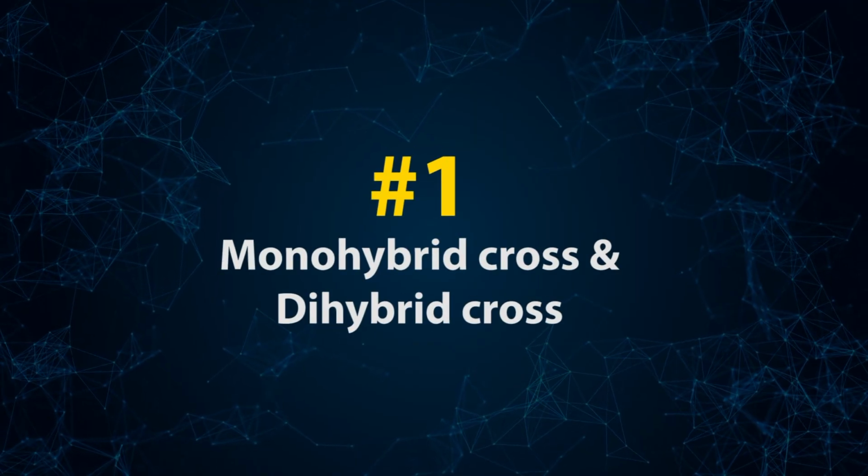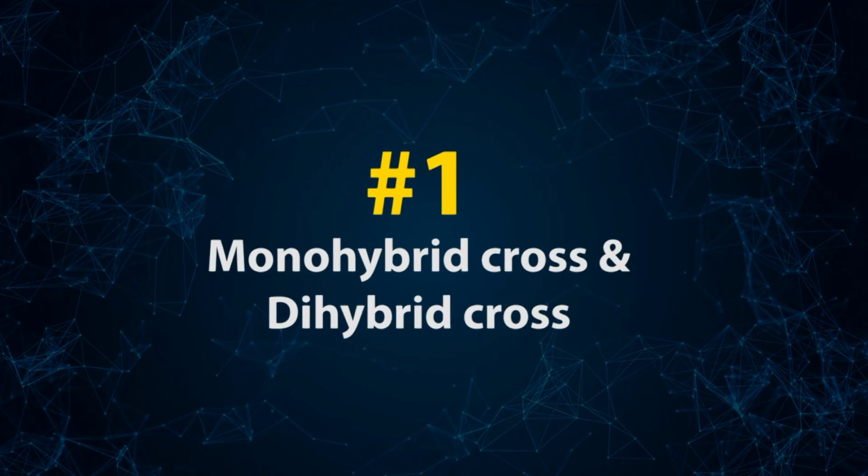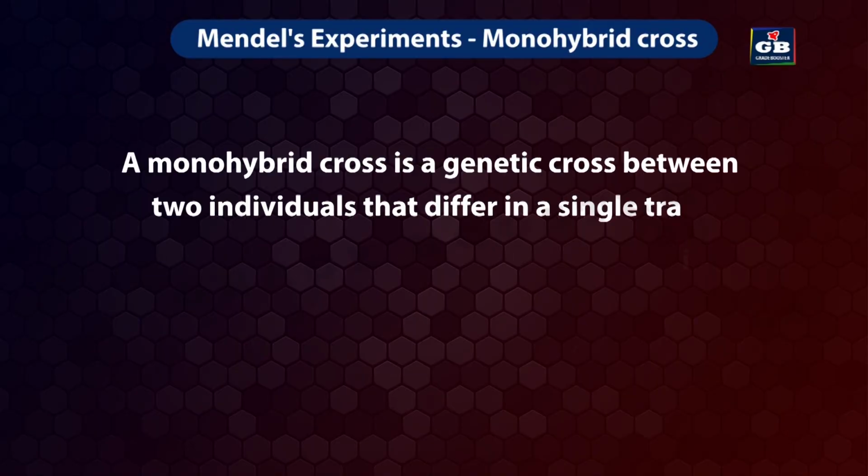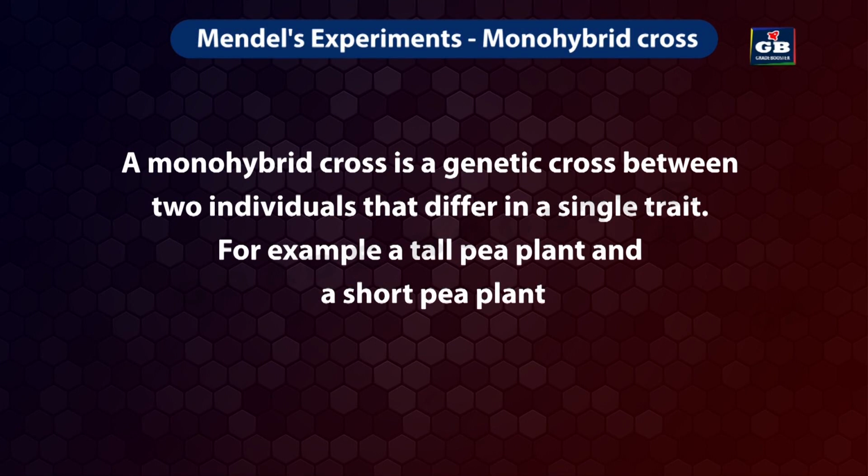1. Monohybrid cross and dihybrid cross. Monohybrid cross. A monohybrid cross is a genetic cross between two individuals that differ in a single trait. For example, a tall pea plant and a short pea plant.